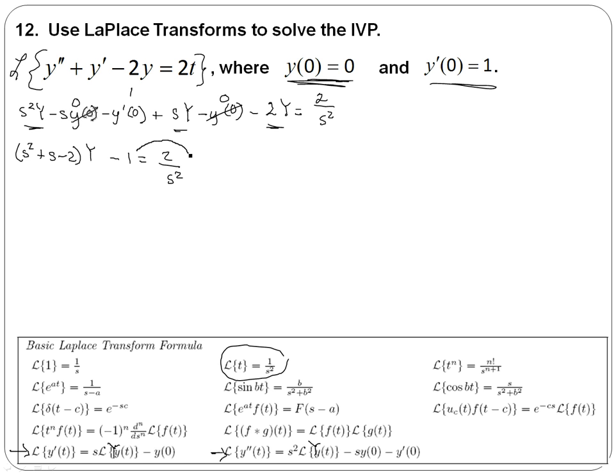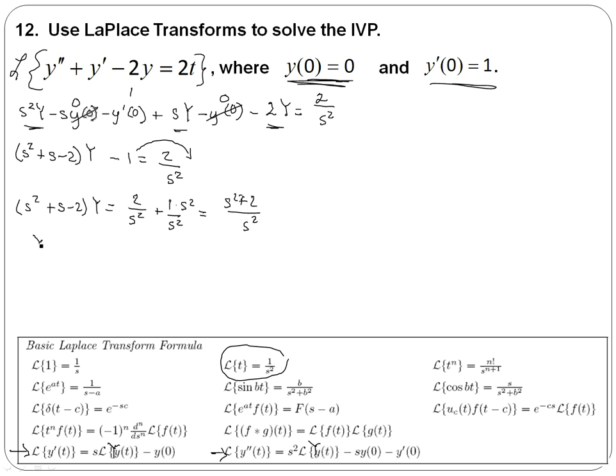I'm going to bring this 1 over to the right side, and I'm going to combine it with the fraction. So I have 2 over s squared plus 1. To combine these, I want common denominators, which will be s squared. So I'll write the 1 as s squared over s squared. So I get s squared plus 2 over s squared on the right side.